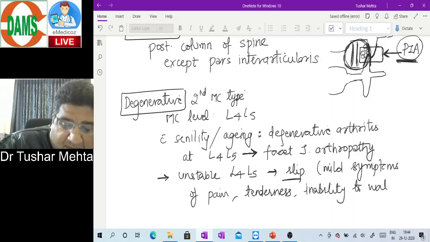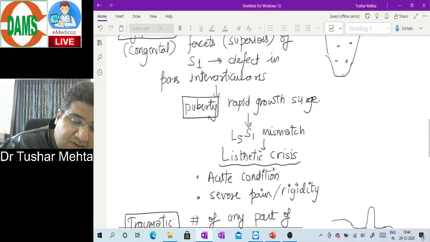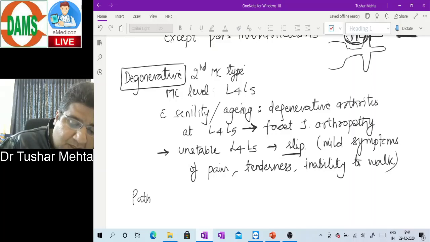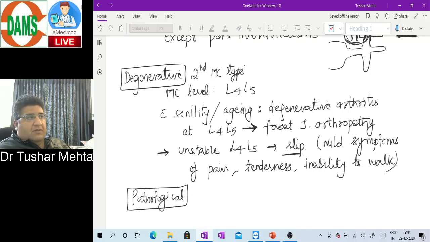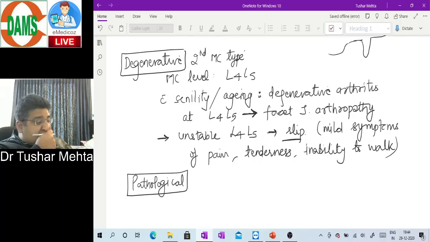After degenerative, the last one that we have is, I'm sure you can read it, pathological. Why do we use the word pathological? See, you have to understand, we use the word pathological whenever there's a pathology in the underlying bone. I'll give you an example, maybe that can help you. A senior professor of mine, she passed away 3 years ago. She was a case of carcinoma breast, stage 4, anaplastic with bony mets.